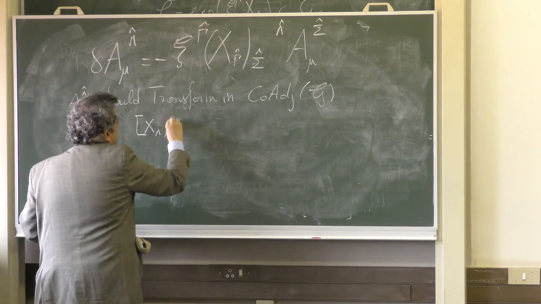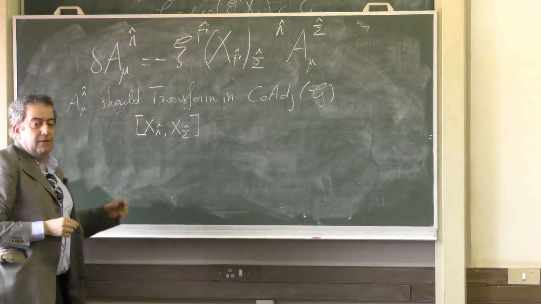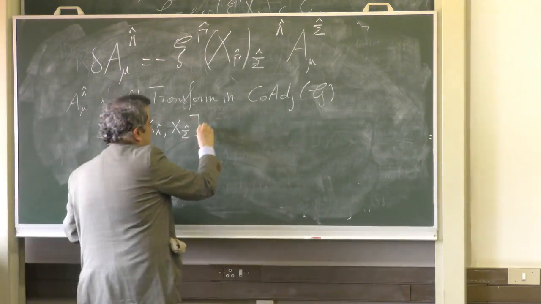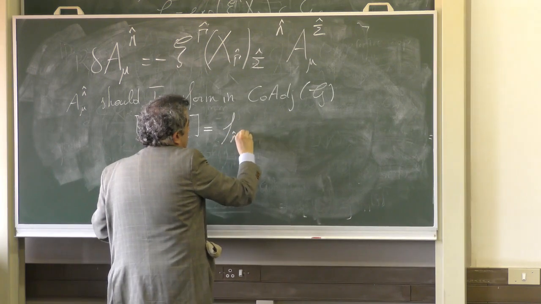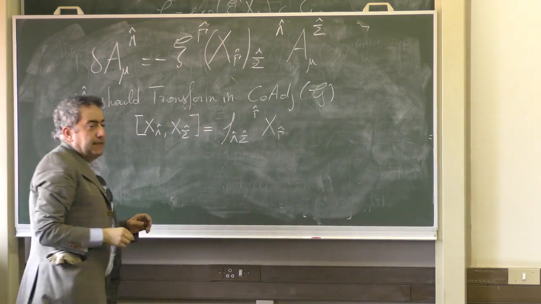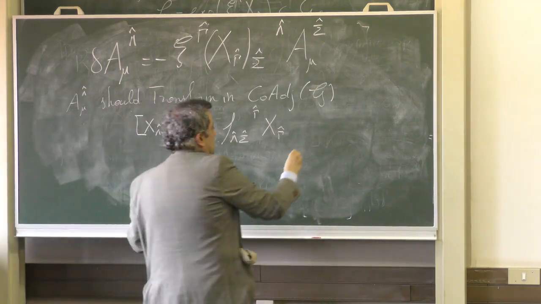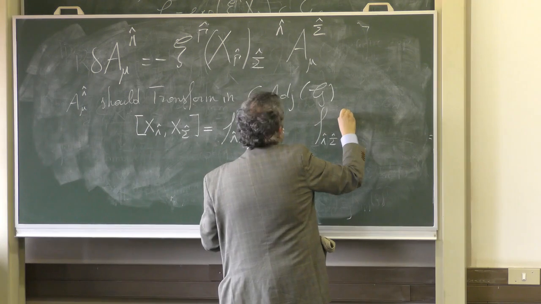X_Λ, X_σ, our gauge generators, they close an algebra inside big G with these structure constants. They close an algebra. Structure constants satisfy the Jacobi identity by consistency.